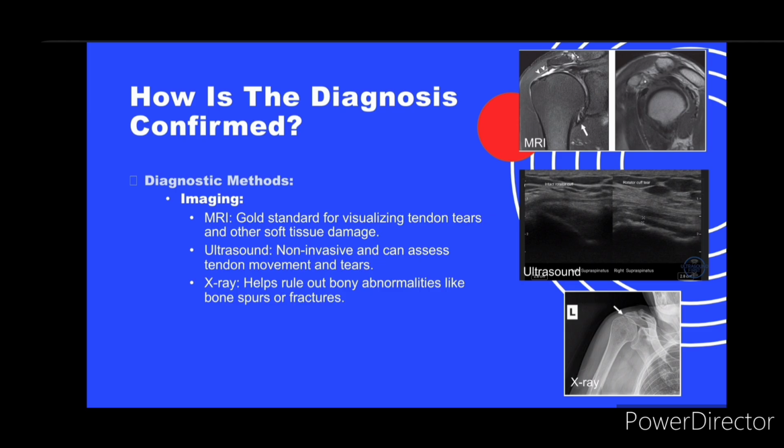How is the diagnosis confirmed? Diagnostic methods. Imaging. MRI is the gold standard for visualizing tendon tears and other soft tissue damage. Ultrasound is non-invasive and can assess tendon movement and tears. X-ray helps rule out bony abnormalities like bone spurs or fractures.